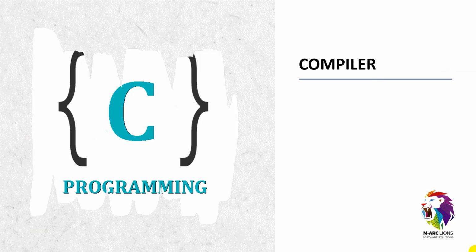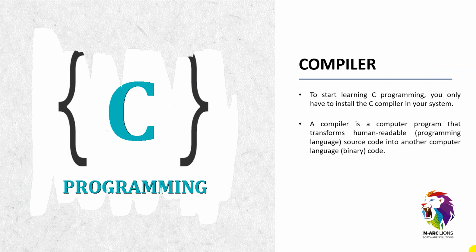So let's start. What is a compiler? To start learning C programming you only have to install the C compiler in your system. A compiler is a computer program that transforms human readable programming language source code into another computer language that is called binary. Whatever code you write is not understandable by the computer because the computer is a machine and the code you are writing is human readable, it's a programming language. So you need a compiler which will translate your code into machine language, which is called binary.